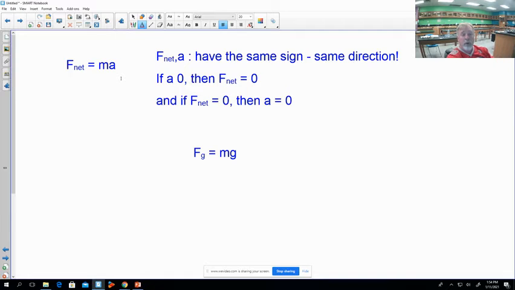But they're very different. Our force of gravity is always going to be in the direction of gravity. It doesn't tell us anything about the acceleration of the object. All this tells us is what's the force due to gravity. We have to use our free body diagram to figure out what the acceleration of our object is. All right, so let's put these all together.